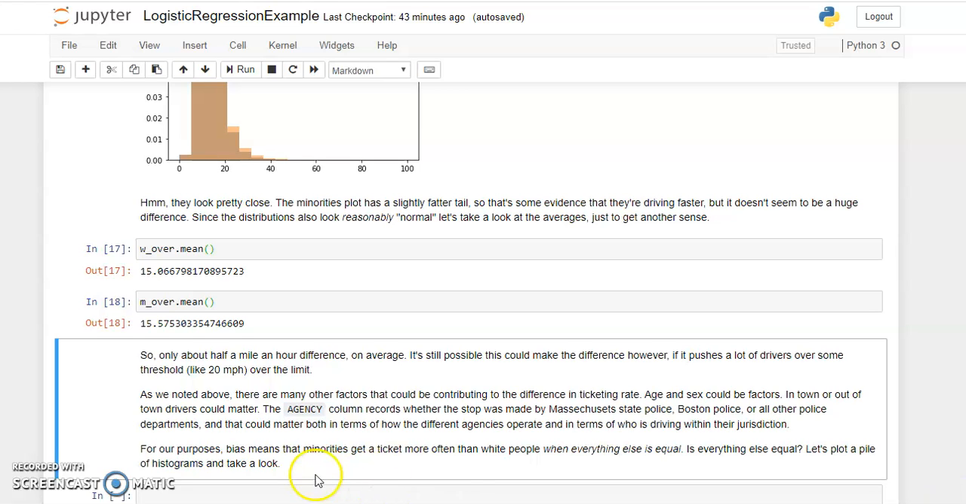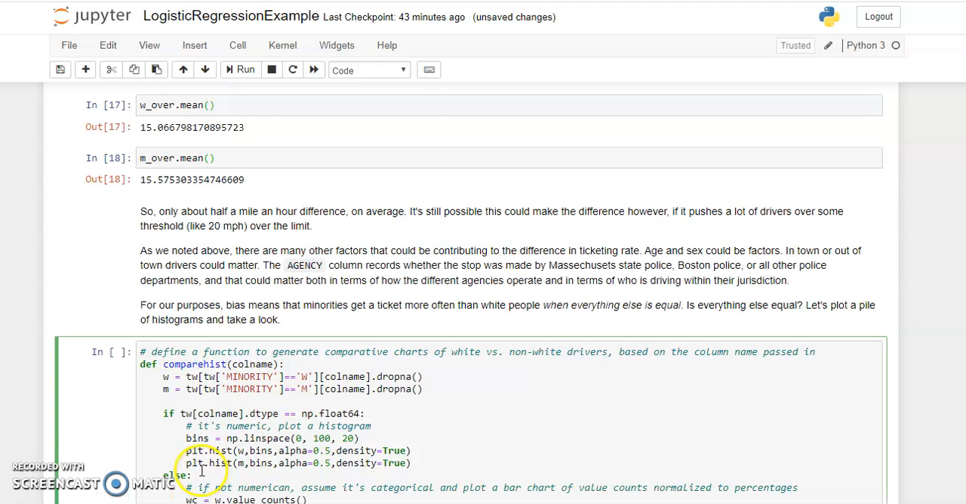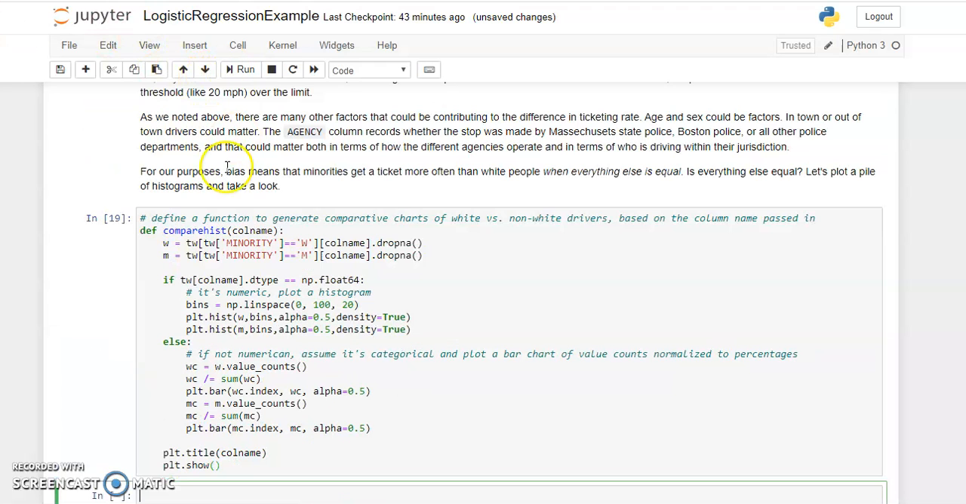So to evaluate this, we're going to try to look at whether everything else is equal, basically, right? So we're going to define a function that allows us to create comparative histograms. I know you can't see this right now, but you will very shortly. So basically, this is a function that's going to generate comparative charts. It's not just histograms, actually, charts of white versus non-white drivers based on the column name passed in. So we're going to compare the outcomes of white and non-white drivers based on age, based on sex, based on miles per hour that they were going, miles per hour over, et cetera.